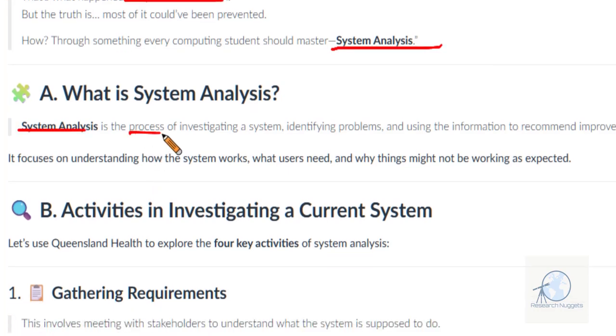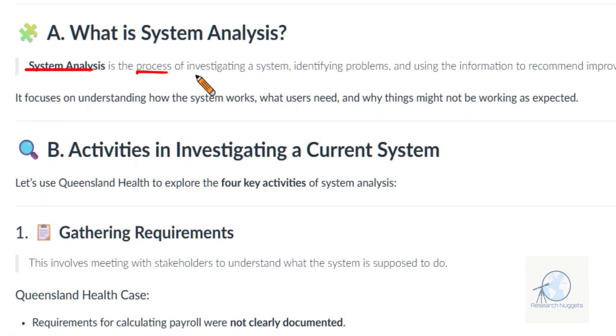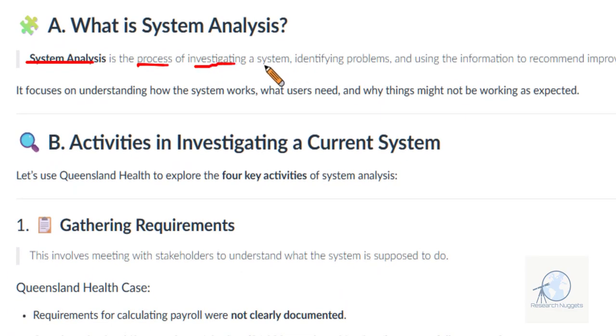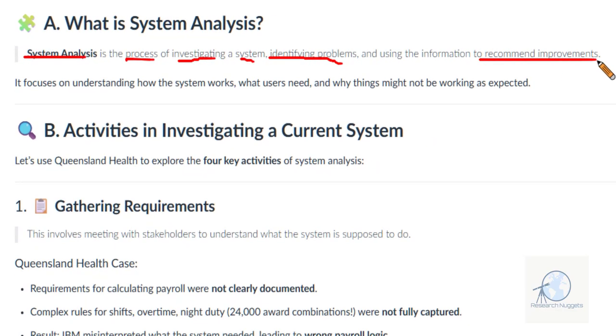Now, system analysis is a process. That's the first thing that you need to take note of: investigating a system. And why are you investigating? You're investigating so that you can be able to identify the problems, and from those particular problems, you can be able to recommend improvements. So whenever we are doing a system analysis, it's an investigation that you are undertaking. And from that particular investigation, you are able to look at what challenges are there.